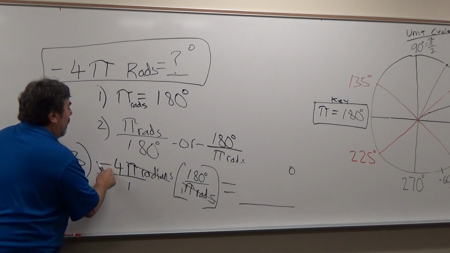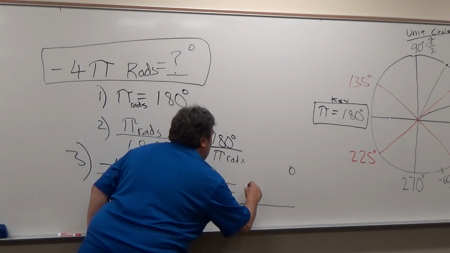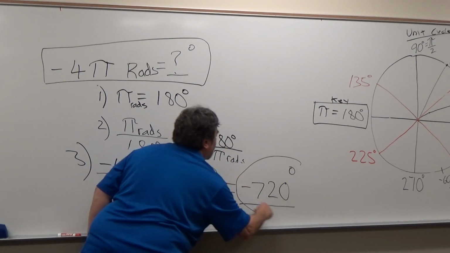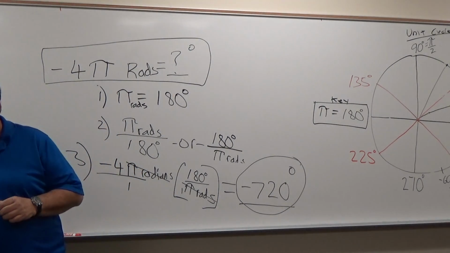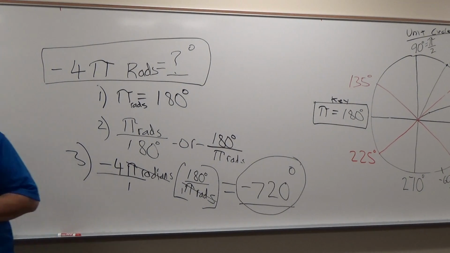So negative 4 times 180 degrees gives us our answer, which was what? Negative 720. Negative 720 degrees. Now, is that one of the 4 answers? Yes. Good job.